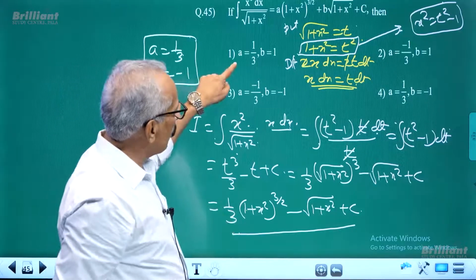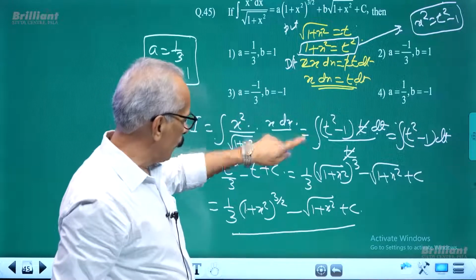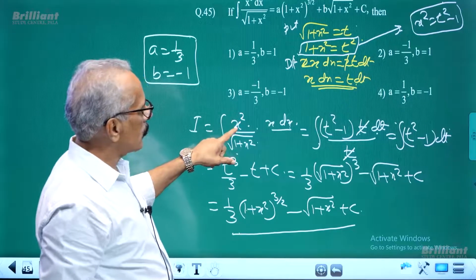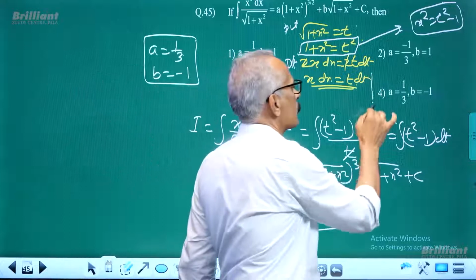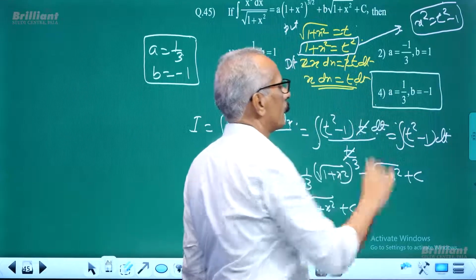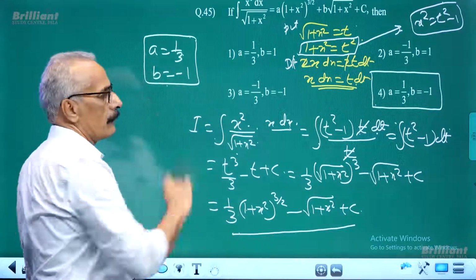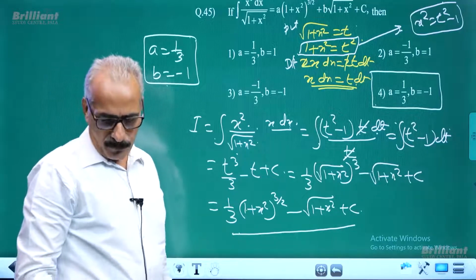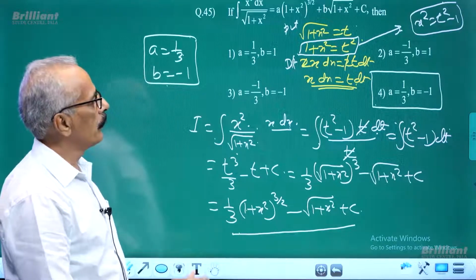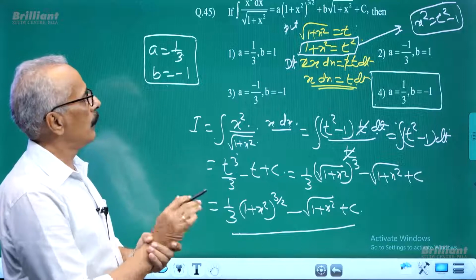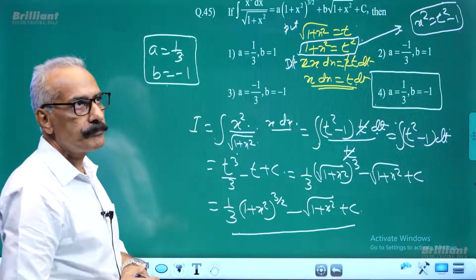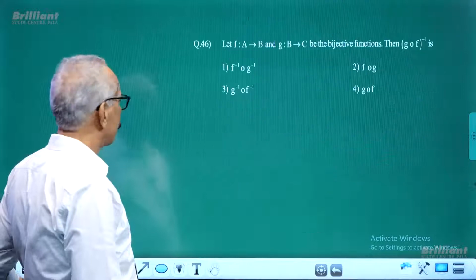A is equal to 1 by 3, b is equal to minus 1, is your fourth option. A is equal to 1 by 3, b is equal to minus 1. 45 is the fourth option. Look at the way it is solved, substitution and all. Ready? We will move on to the next question then.